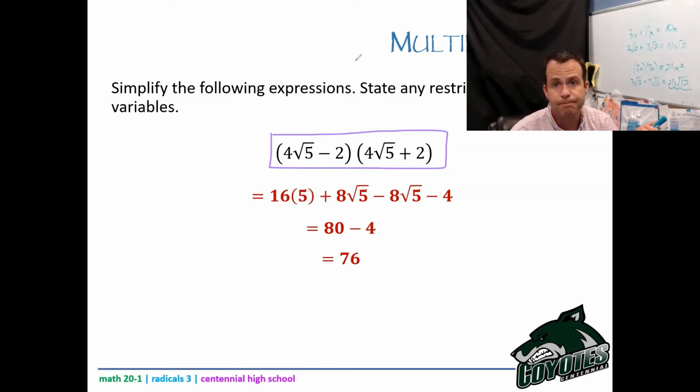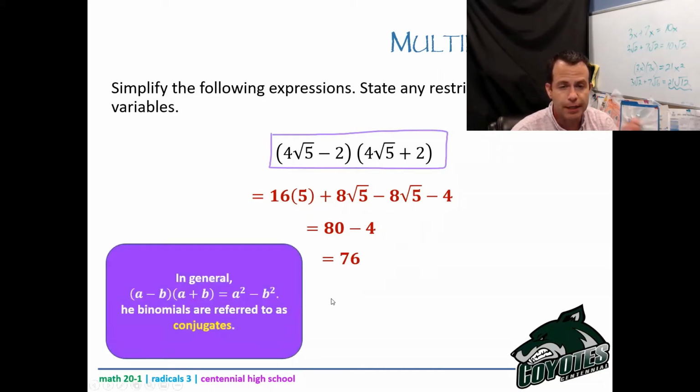Okay, so in general, a minus b times a plus b equals a squared minus b squared. The binomials are referred to as, that should say the binomials are referred to as conjugates, okay? Awesome.